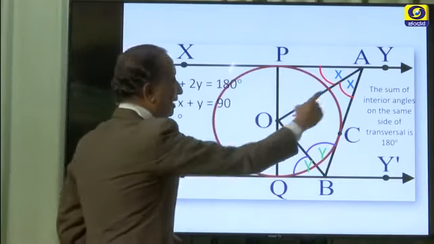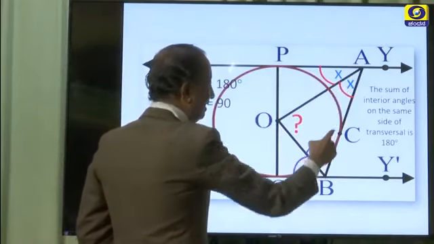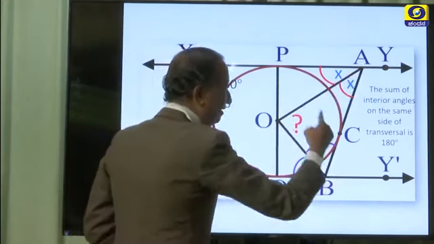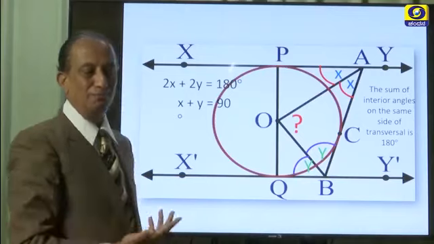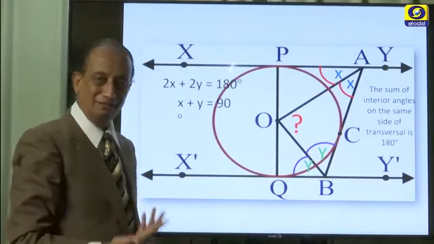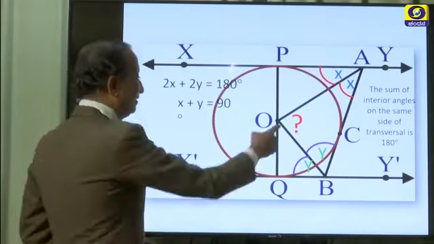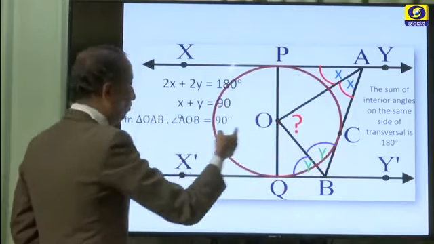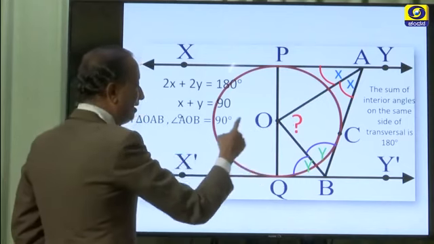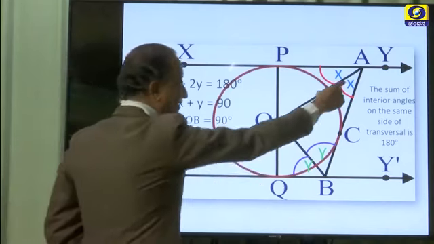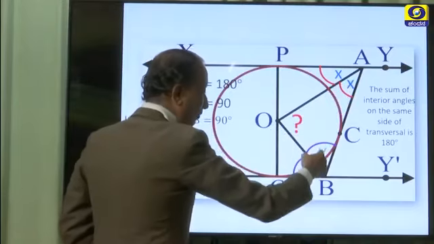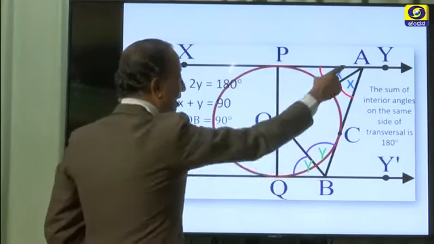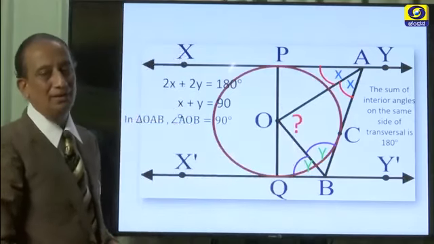So, when this angle plus this angle is 90 degrees, can you not find out the third angle of a triangle, because you know the sum of three angles of a triangle is always equal to 180 degrees. Therefore, in triangle AOB, angle AOB is equal to 180 degrees minus 90 degrees, which is 90 degrees. Therefore, angle AOB is equal to 90 degrees.